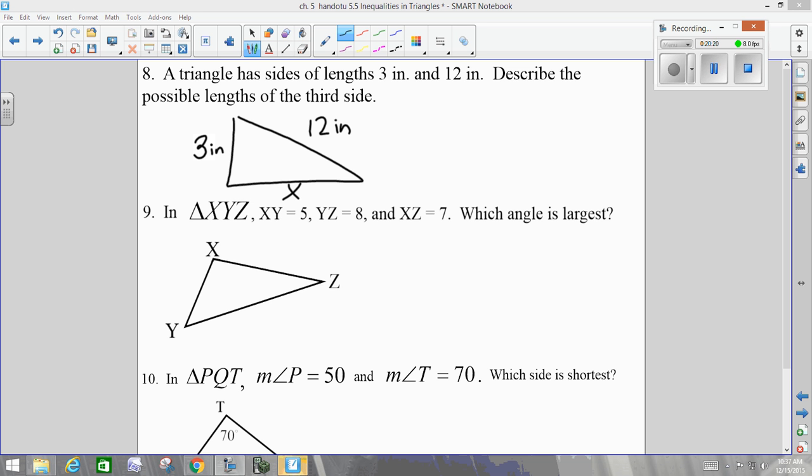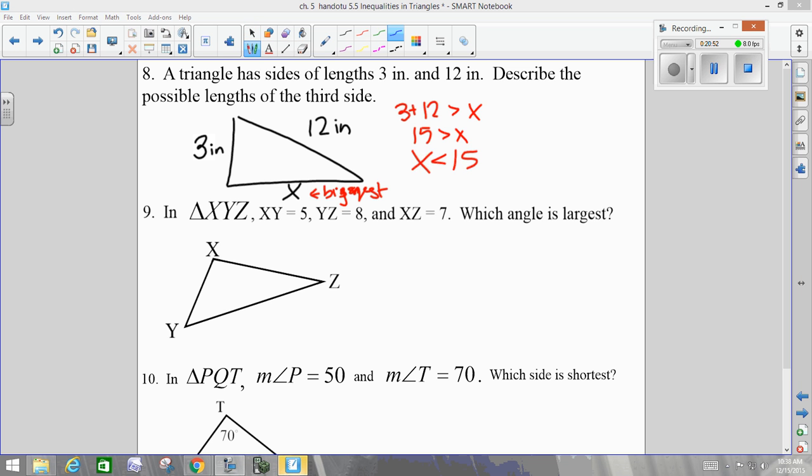First, I think if x is the biggest side, if this is the biggest side, then the smaller two, 3 plus 12, have to be greater than that side. Smallest two sides have to be greater than, what's 3 plus 12? 15. So 15 has to be greater than x. Read it backwards, and it says that x has to be less than 15, so it can be no value bigger than 15. That's if it's the longest side.